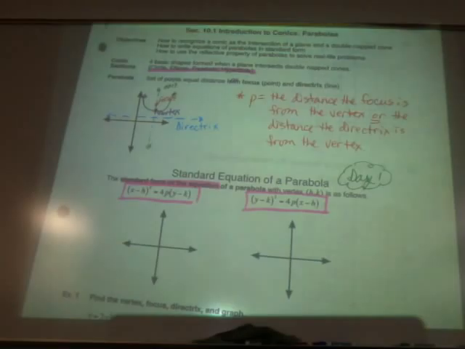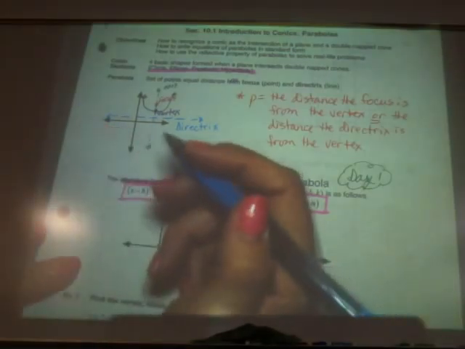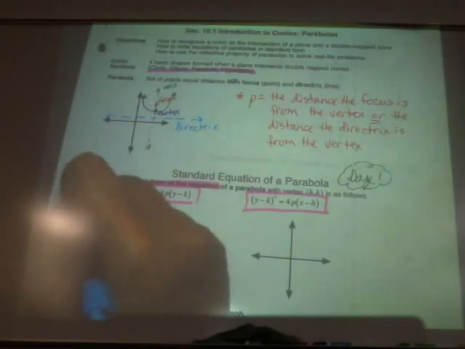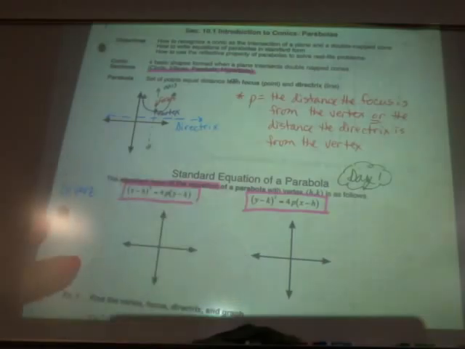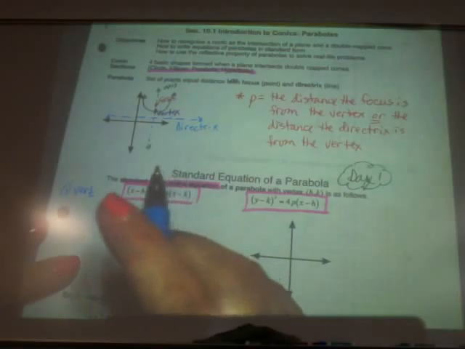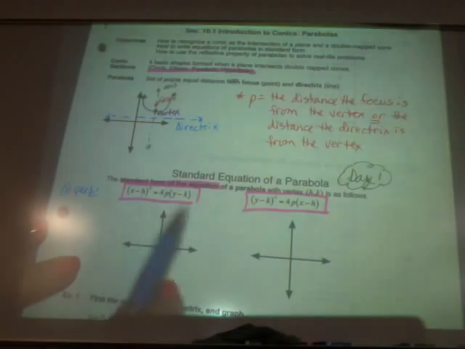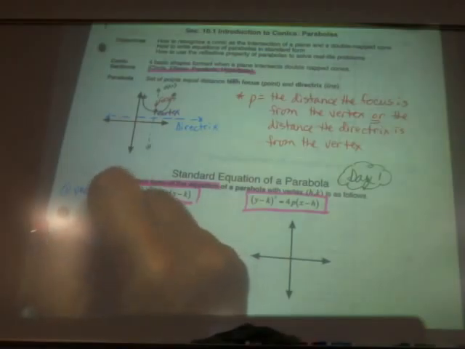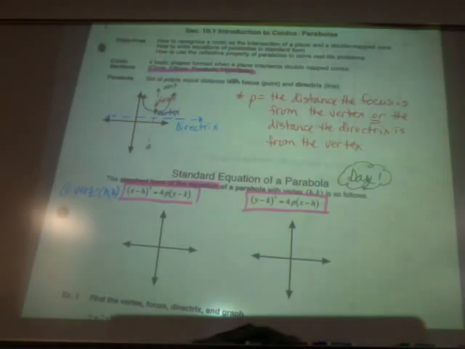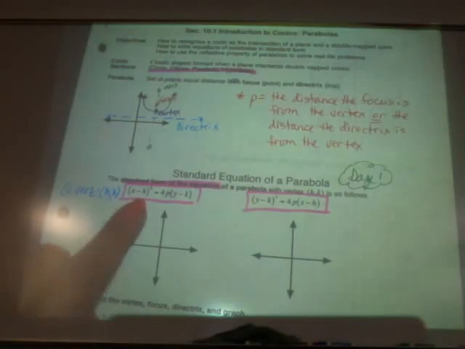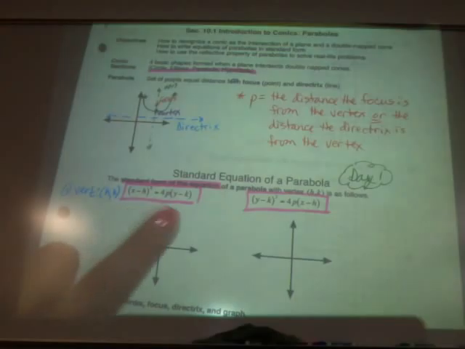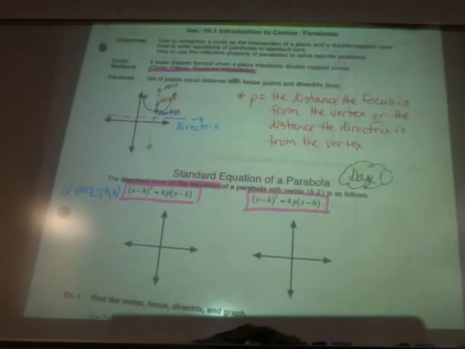So a couple things we're going to put on here. Your vertex is going to be (h, k). Notice that I didn't write negative h or negative k. So if I have x minus 2 here, that means that h has a value of 2. It's whatever the opposite sign is in here. If I had x plus 2, then h would be a negative 2. So whatever the opposite sign is here, that's what happens to your vertex. So you can find your vertex by looking at that.